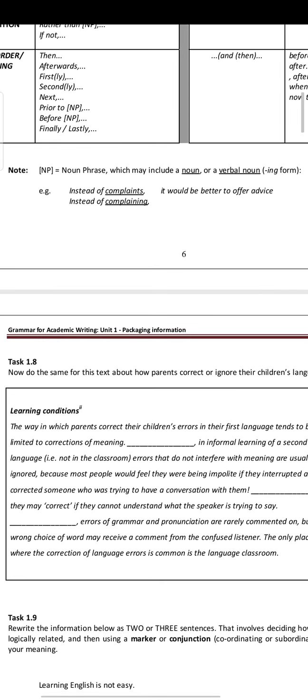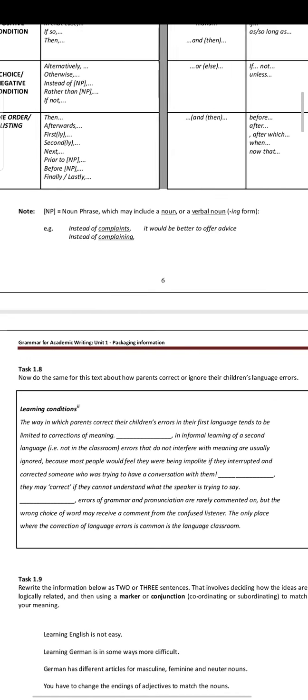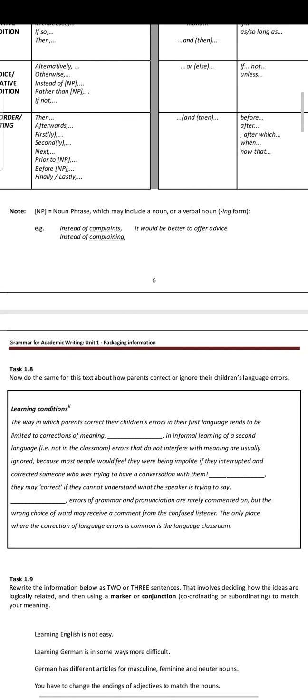Okay. So next, you can see here the example of practice, Task 1.8. Now do the same for this text about how parents correct or ignore their children's language errors.